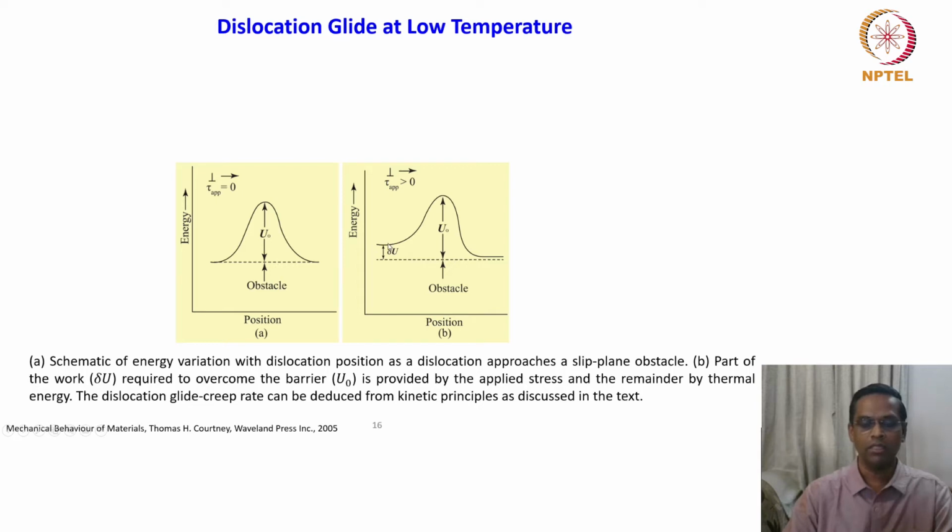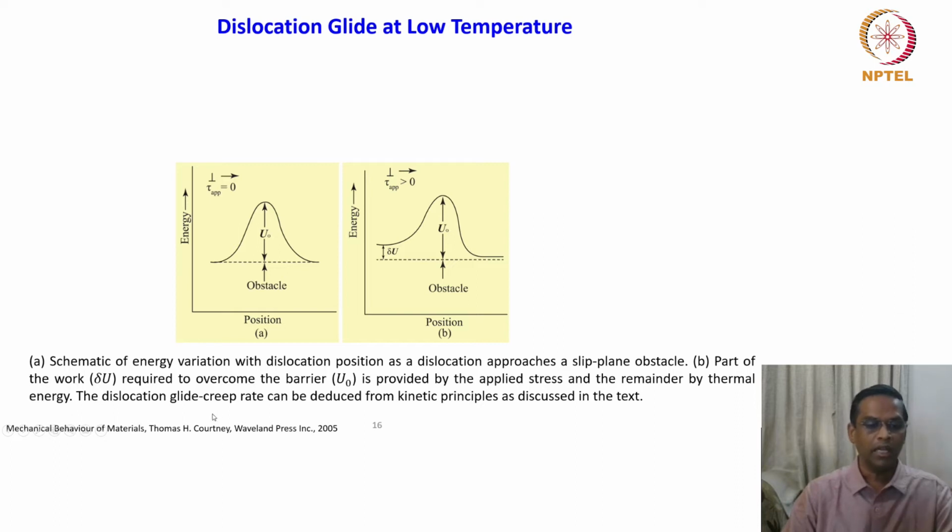What does this show? Delta U is due to the applied stress, so that means it reduces the barrier. That means it assists the energy barrier, which is normally circumvented by the thermal fluctuation. So the applied stress reduces that energy requirement. That's what is shown here. The part of the work, that is delta U, required to overcome the barrier U naught is provided by the applied stress, that is tau applied here, and the remainder by thermal energy, that is kT.